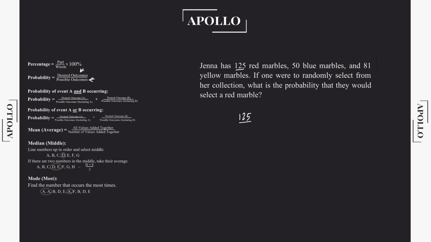So we're going to add 125, 50, and 81. Make sure you always include even the marbles that you want to select, right? So we're going to add those together, and we're going to get 256. So our probability of selecting a red marble would be 125 over 256. And on the ACT, whatever answer you get, make sure it's in its reduced form. So we would take the time to reduce this, but we'll skip that for now.